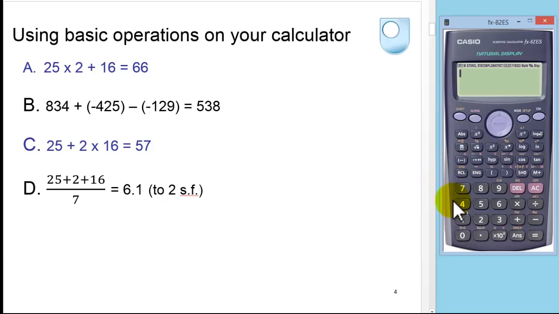And then in C, we've got 25 plus 2 times 16. So in the order of operations, it's 2 times 16 is 32, plus 25 is 57. So writing it in the calculator would be 25 plus 2 times 16, and the calculator automatically knows the order of operations it should be following, and it gives the answer of 57.